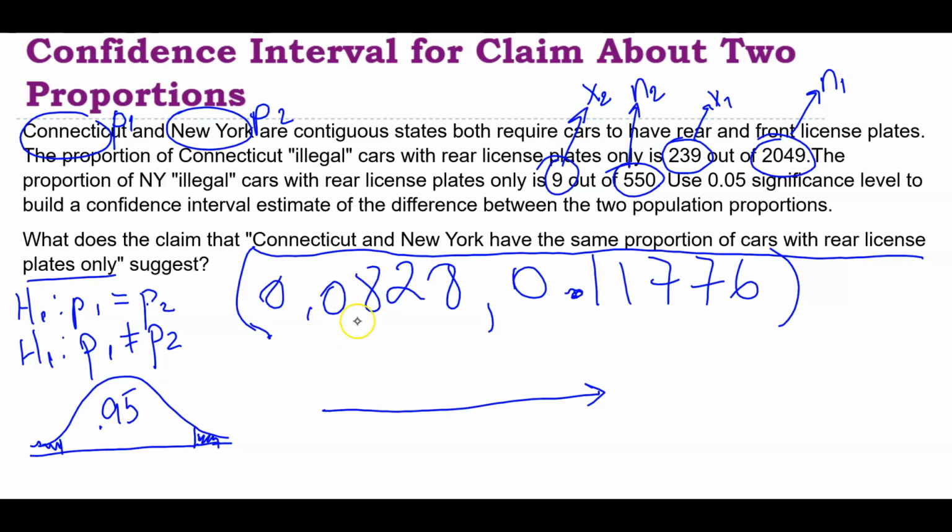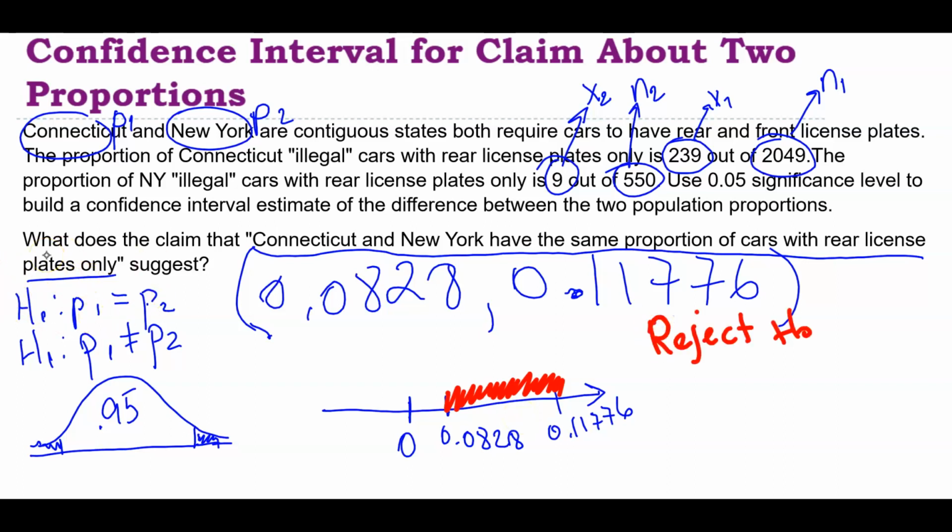The left limit is 0.0828. I'm going to identify my 0 here on the number line. The first limit is past 0. The second limit is also past 0. Therefore, our interval does not include 0. If the interval does not include 0, it means there is a significant difference between the two proportions. Therefore, we reject the null hypothesis about the proportions being equal.